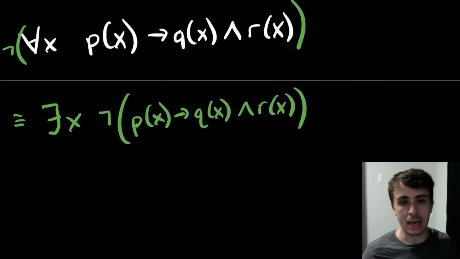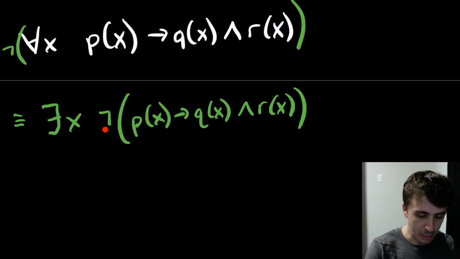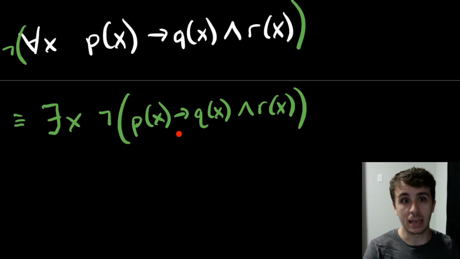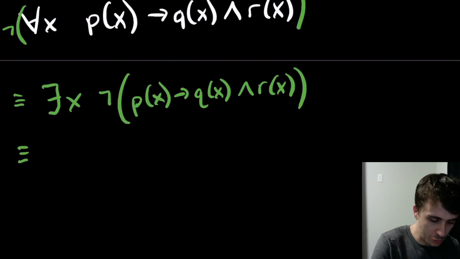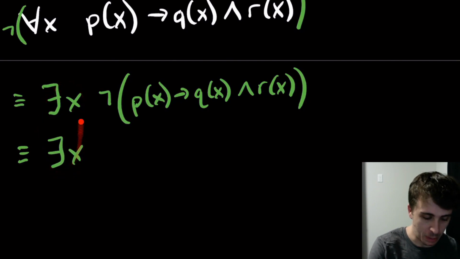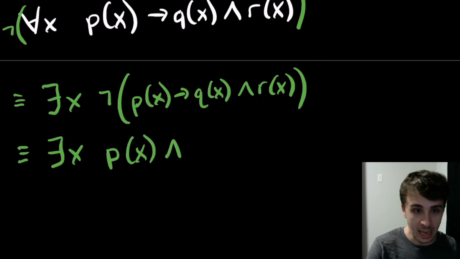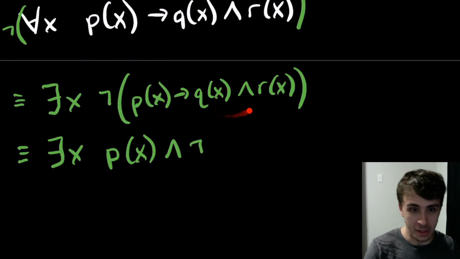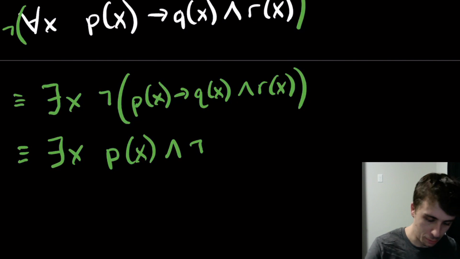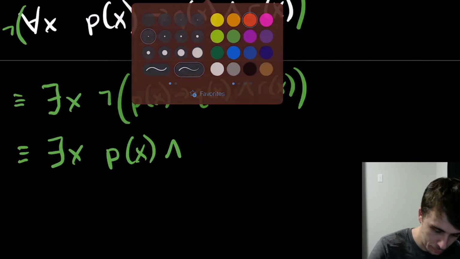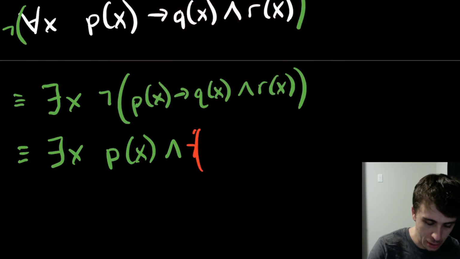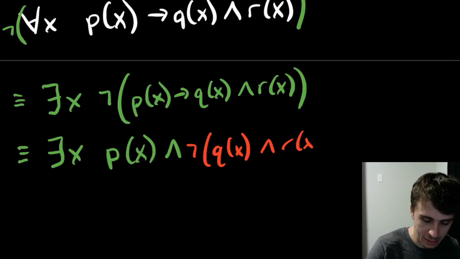And now what do we have to do? We have to apply the negation onto the implication here. And what we saw before is that this is equivalent to exists x. So this part is exactly the same. And it turns out it's equivalent to saying p of x and the negation of this side over here, which is q of x and r of x. Maybe I'll do that in a different color. So, yeah, and the negation of q of x and r of x.